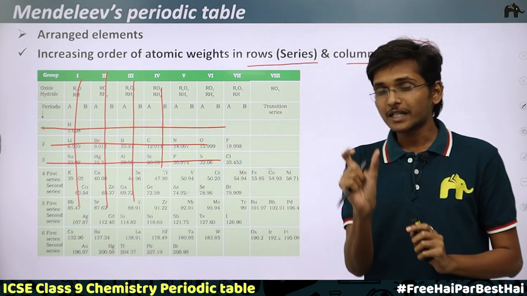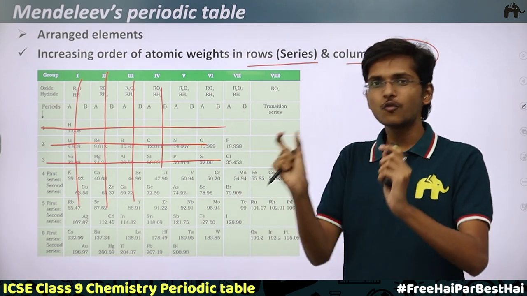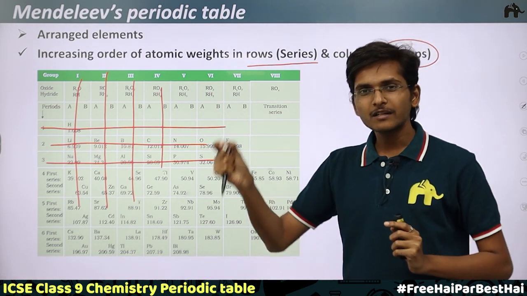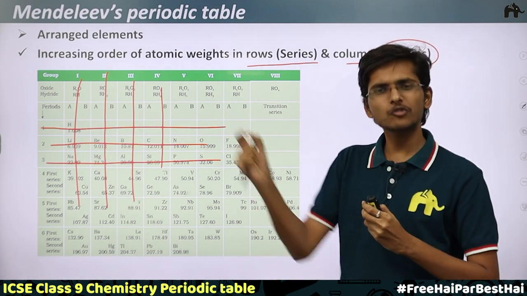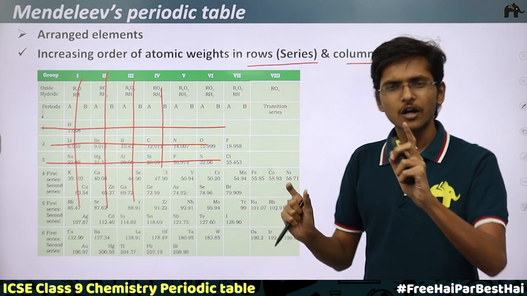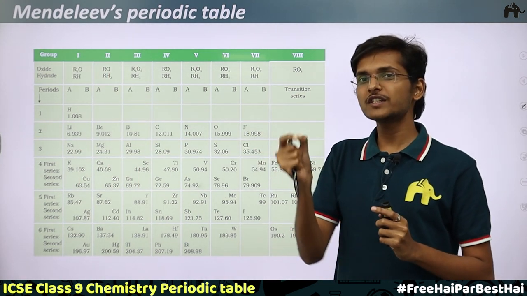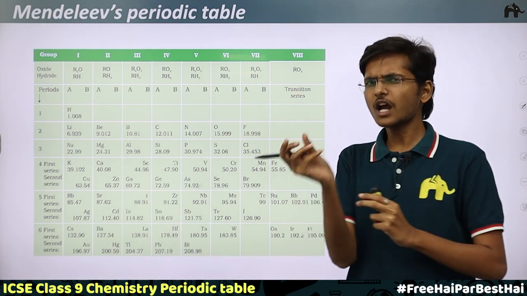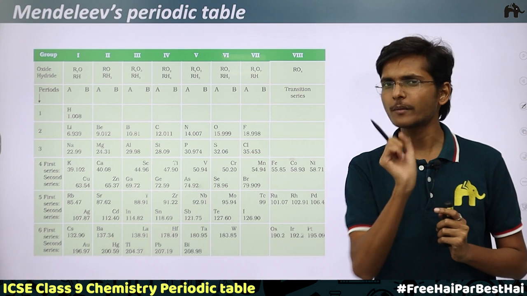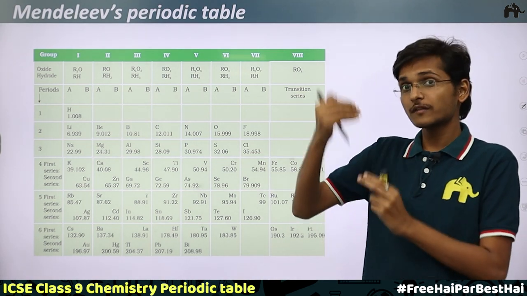But he used his law. He used what he said: that the properties of the elements were found to be similar after a particular interval of atomic mass. So whenever he found an element whose properties were similar to any of the previous elements after a particular interval of atomic mass, he placed that element just below that first element.